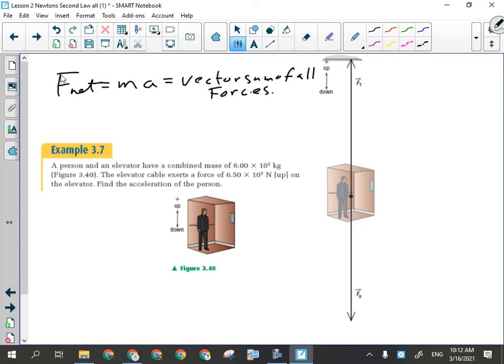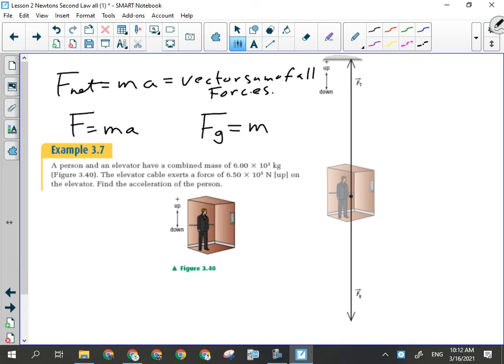So we know that F net equals mass times acceleration, but this formula is true for any individual force as well. I can calculate an individual force by multiplying the mass by the acceleration that force would produce when acting on that mass. Case in point, the most common one that we calculate, is the force of gravity.